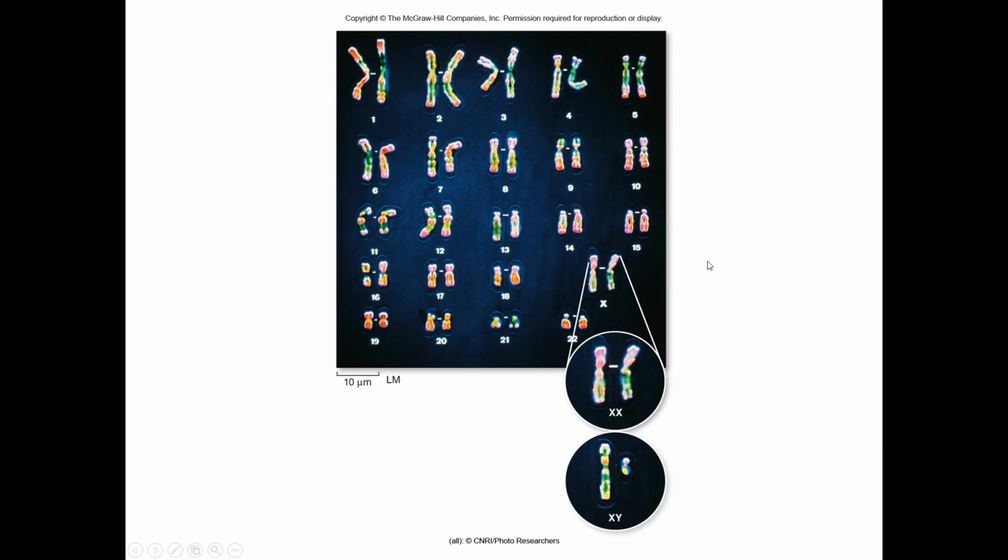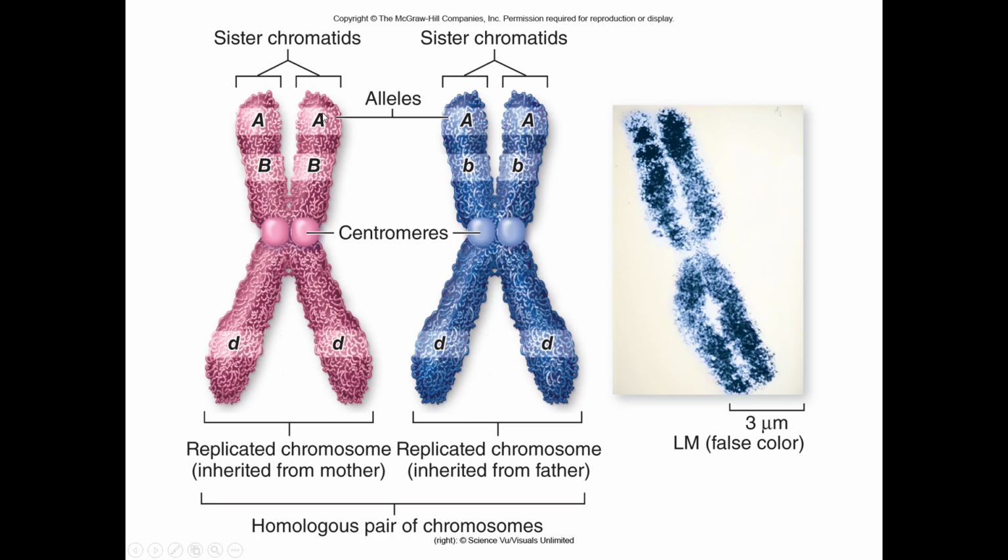Now, one question you're going to have will distinguish between sister chromatids and homologous chromosomes. So make sure you understand the difference between those two. Remember, sister chromatids are carbon copies of each other, whereas homologous chromosomes come from each parent. They're the same size, they have the same types of genes on them, but they don't have the same alleles.